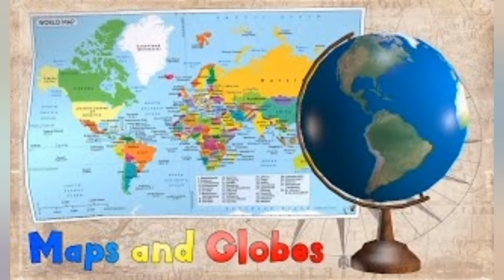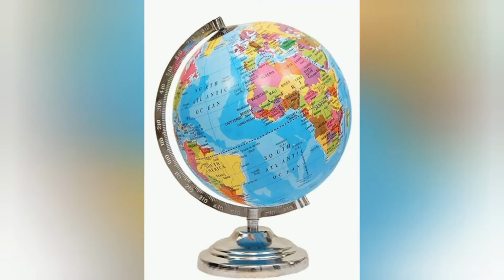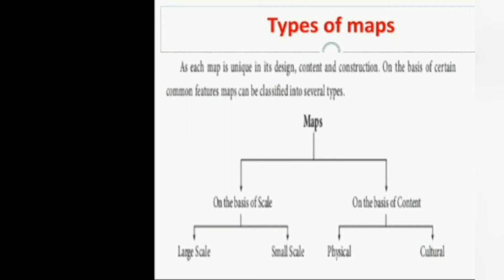Children, as you know, a globe and a map are completely different. A globe is a representation of the earth as a sphere, and a map is a flat representation. Types of maps are divided on the basis of scale and on the basis of content.